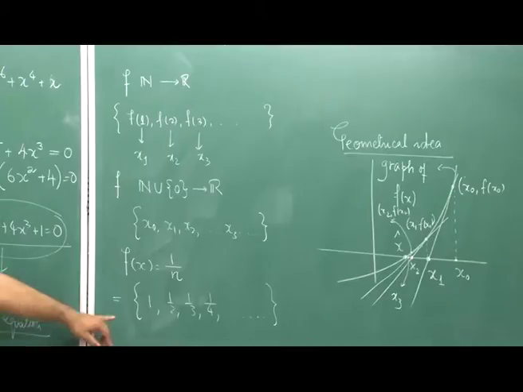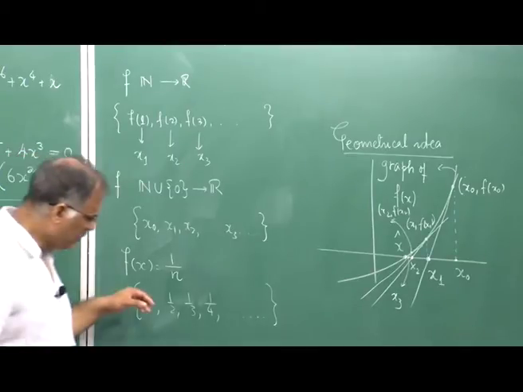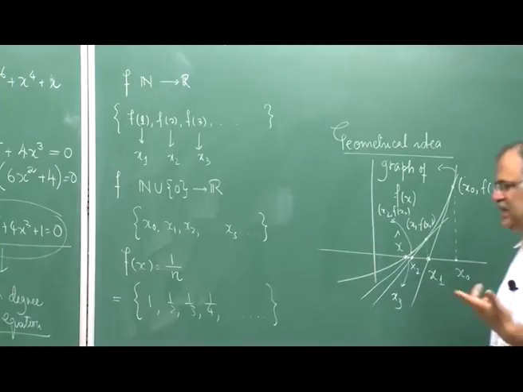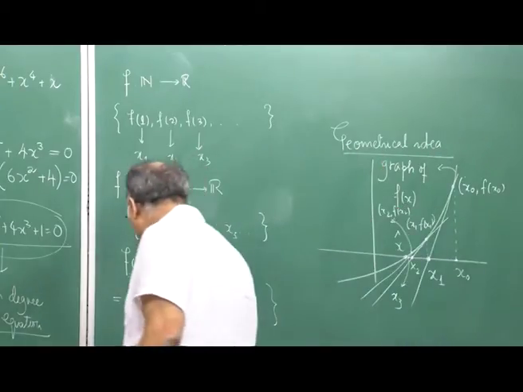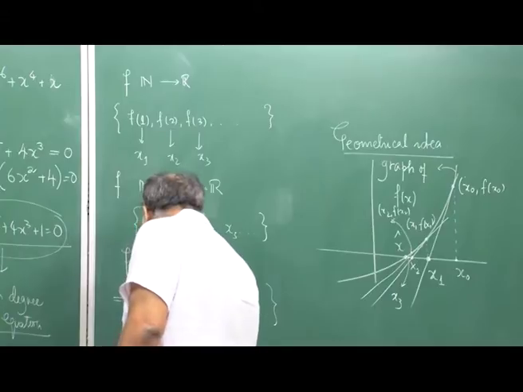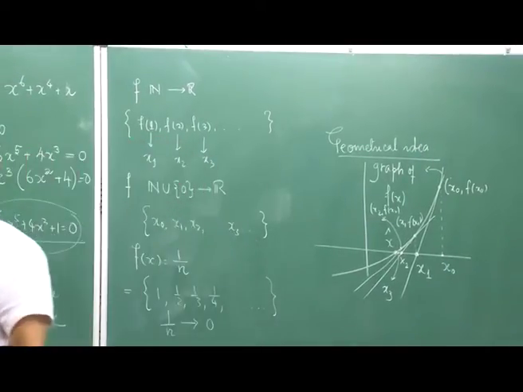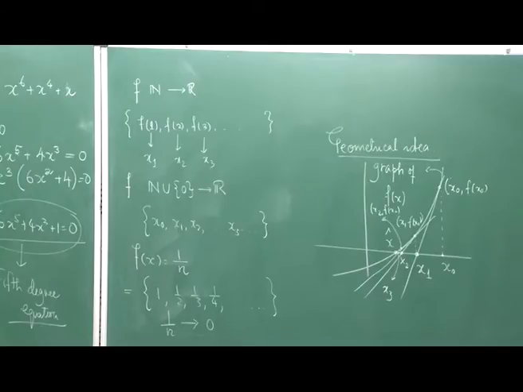But keep an observation on this sequence, that these values are constantly going down, and going down towards 0. In such a case, we say that 1 by n converges to 0. This is a discretized version of the fact that 1 by x converges to 0 if x goes to infinity and each x is positive.